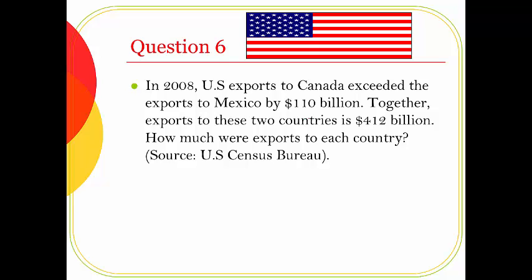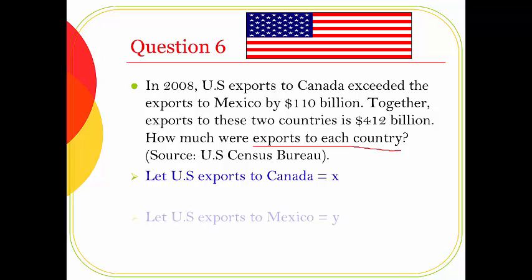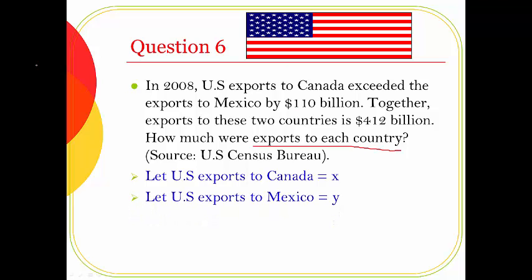Question 6. In 2008, U.S. exports to Canada exceeded the exports to Mexico by 110 billion. Together, exports to these two countries is 412 billion. How much were exports to each country? Do we know the exports to each country? We do not. So we have to define our terms. Let the U.S. exports to Canada be X, and let the U.S. exports to Mexico be Y.